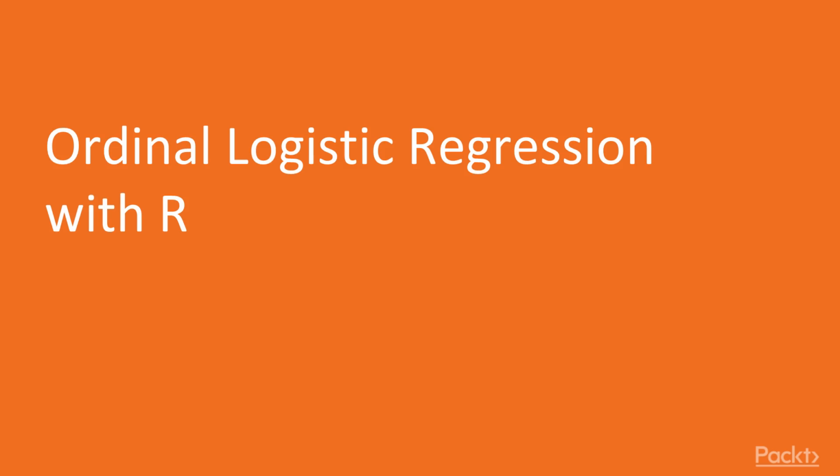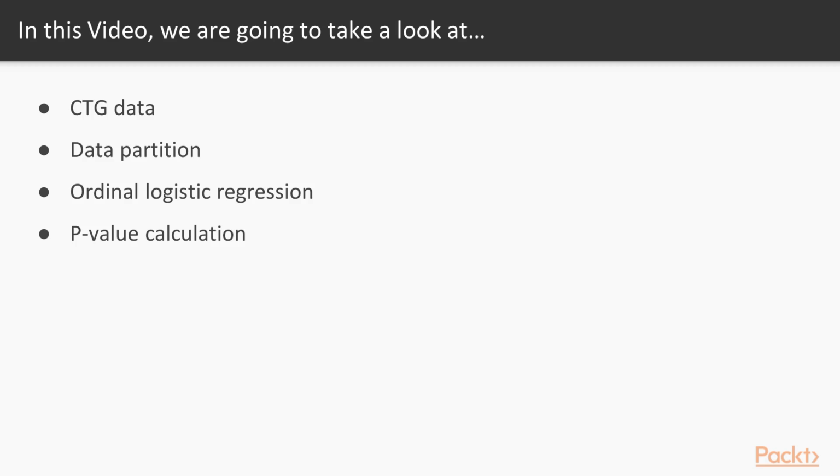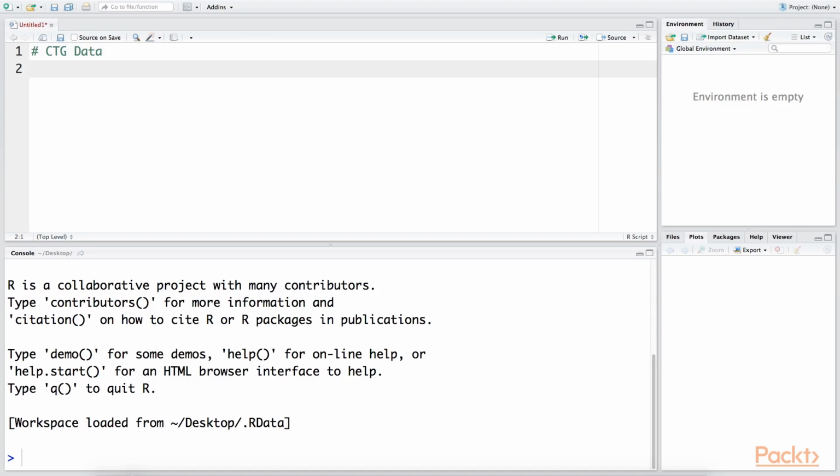In this video, we are going to take a look at CTG data that we had earlier used, and we'll get started by doing data partitioning into training and testing datasets, and then we are going to develop an ordinal logistic regression model, and then we'll also do calculation for p-value, which will tell us whether a variable is statistically significant or not. So let's get started by reading this CTG data.